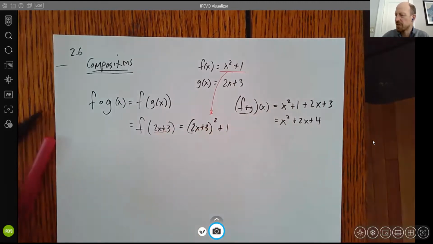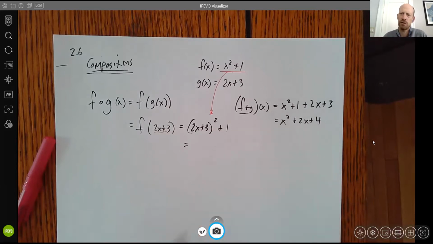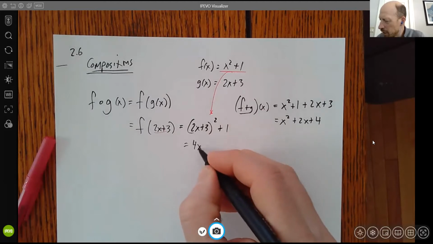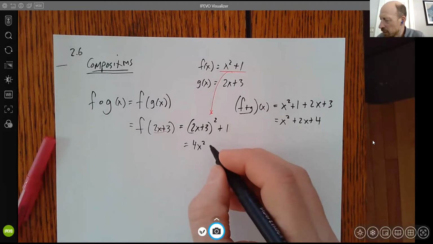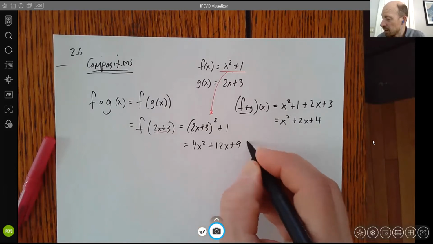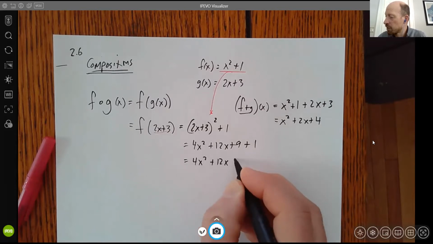Okay, and so this is a new formula, just like before, but it's created from composing, or linking, the two functions together. So the input x goes into g, and then whatever g does to it, that new value goes into f. So we could figure out the formula here by squaring this out. If you just FOIL it out, you're going to get 4x squared plus 12x plus 9 plus 1, which is 4x squared plus 12x plus 10.